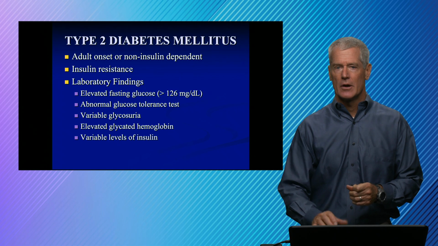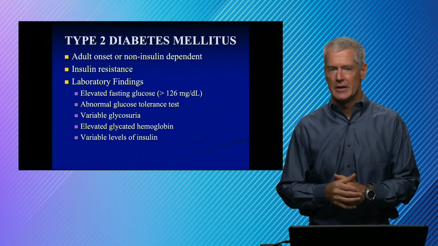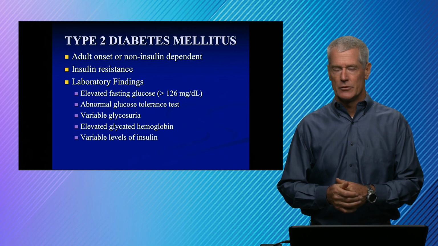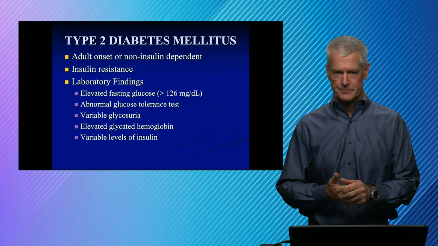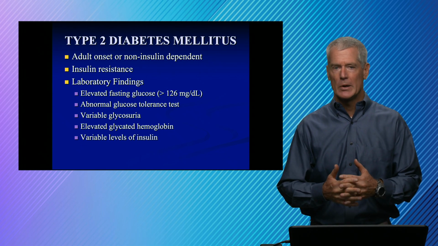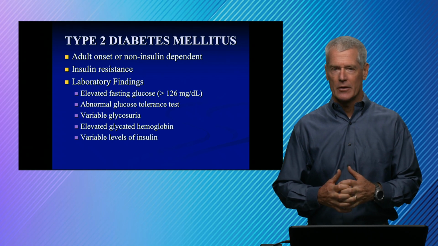Variable levels of insulin. So type 2 diabetics, and that's another reason that we don't measure insulin in these patients, is because, one, it's a difficult measure to do. Insulin's a protein. It gets broken down. There's proteases, and the pre-analytical factors are significant that have to be controlled in order to get an accurate insulin measurement.